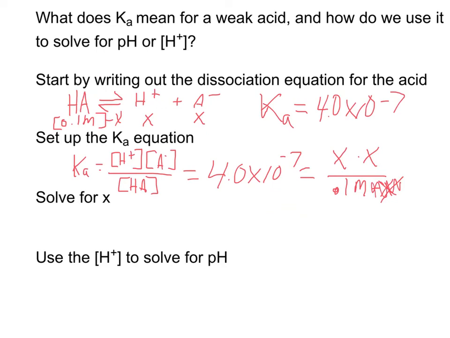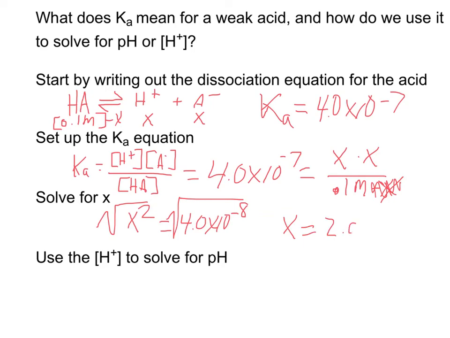Okay, so now we can solve for x, and we solve that x squared equals 4.0 times 10 to the negative 8th. So therefore, we take the square root of both sides, x equals 2.0 times 10 to the negative 4th, and that's the concentration we just solved for. Remember, they are brackets. Moles per liter or molar.